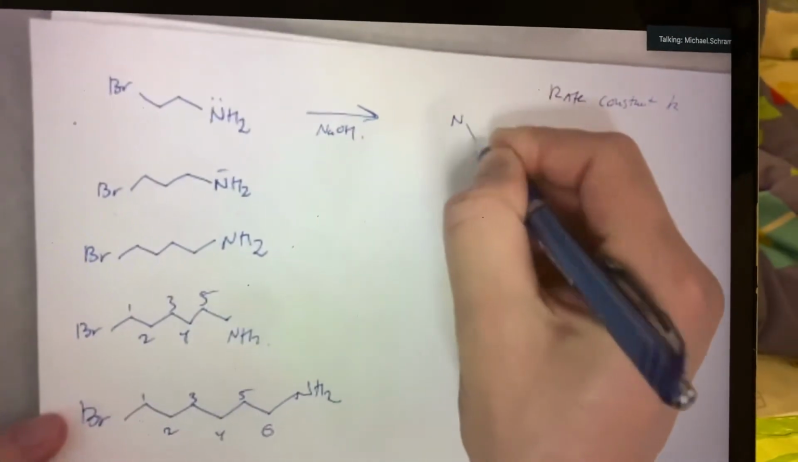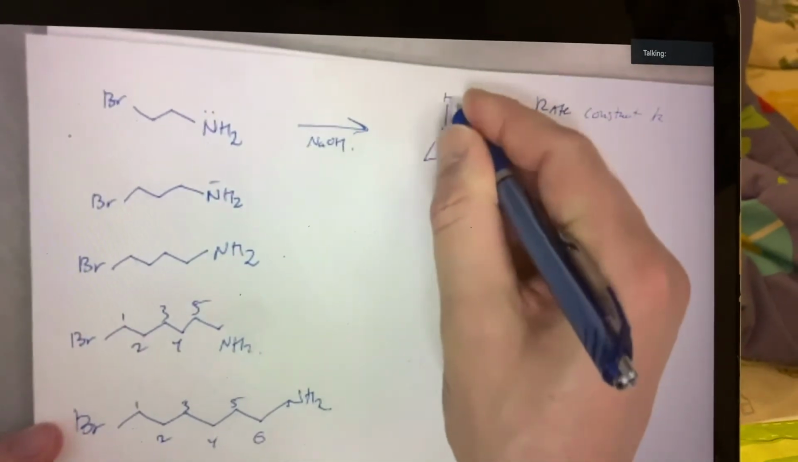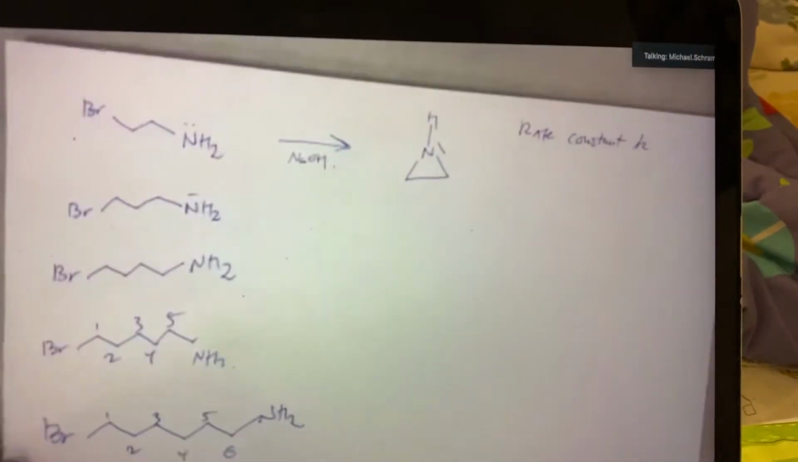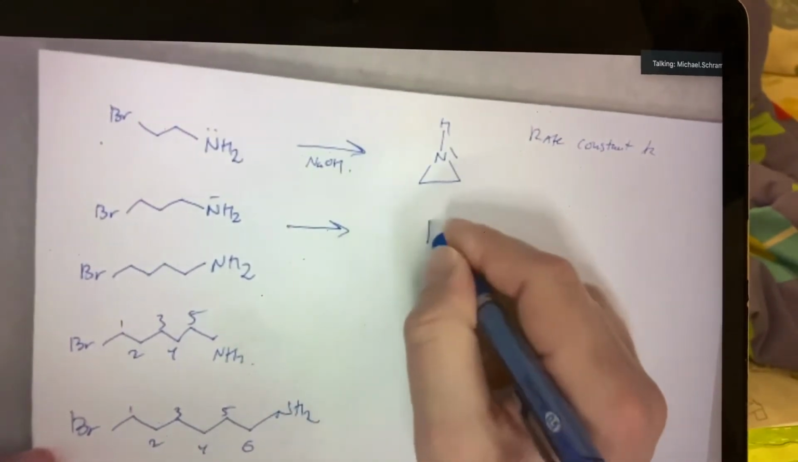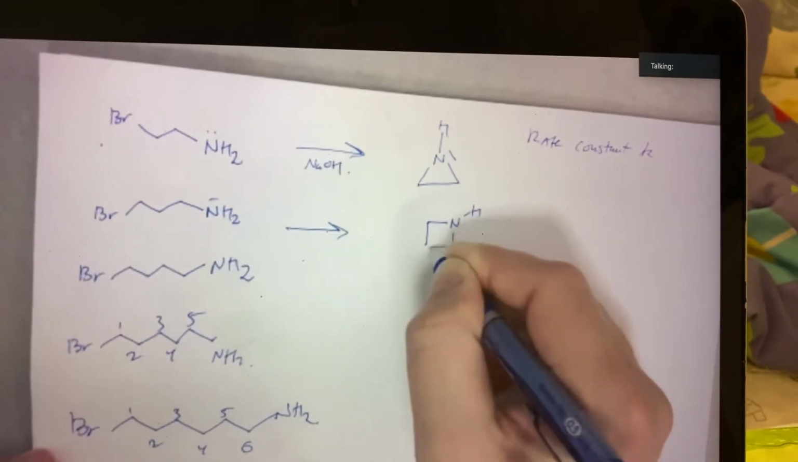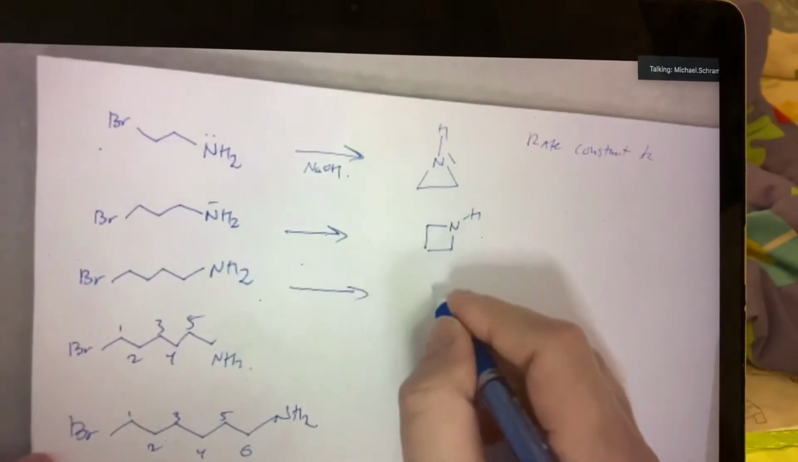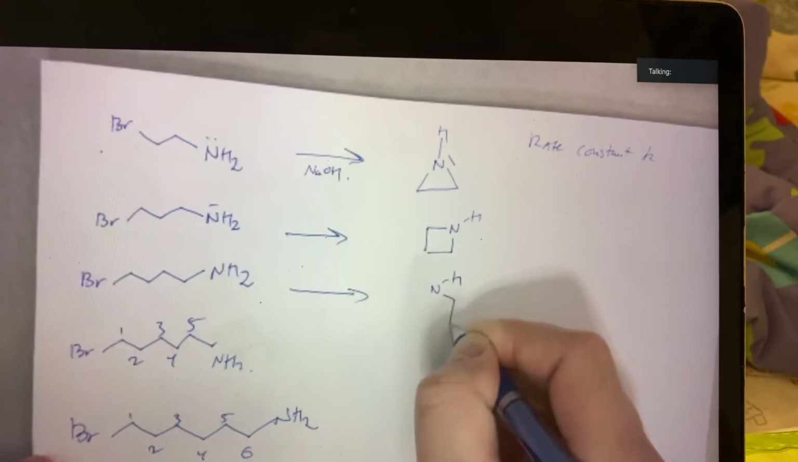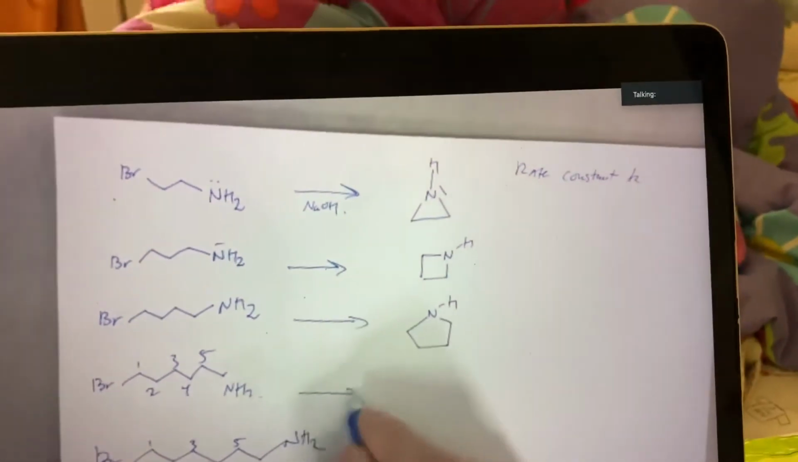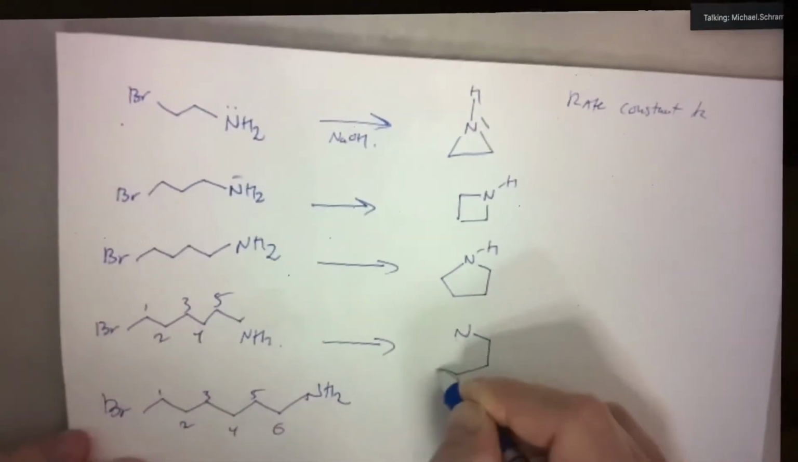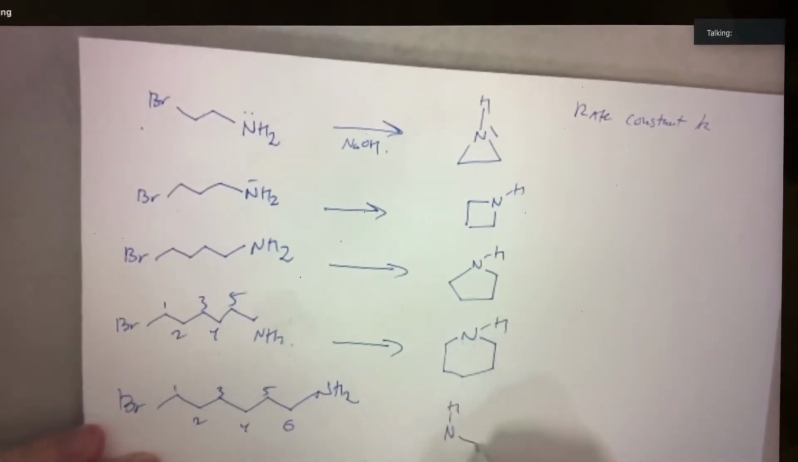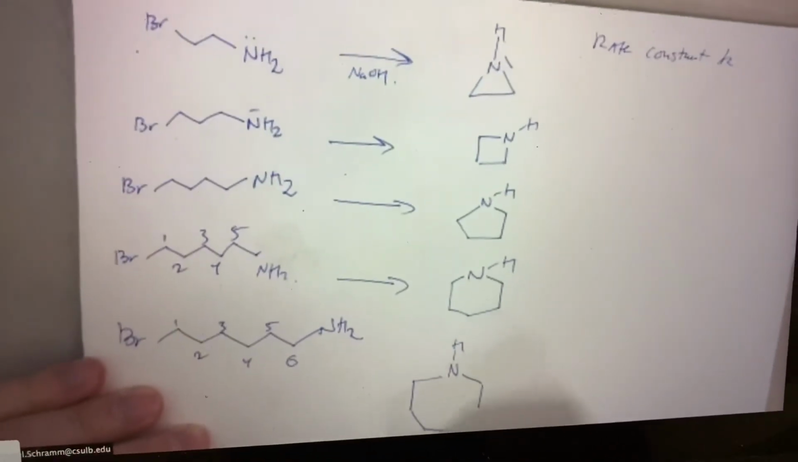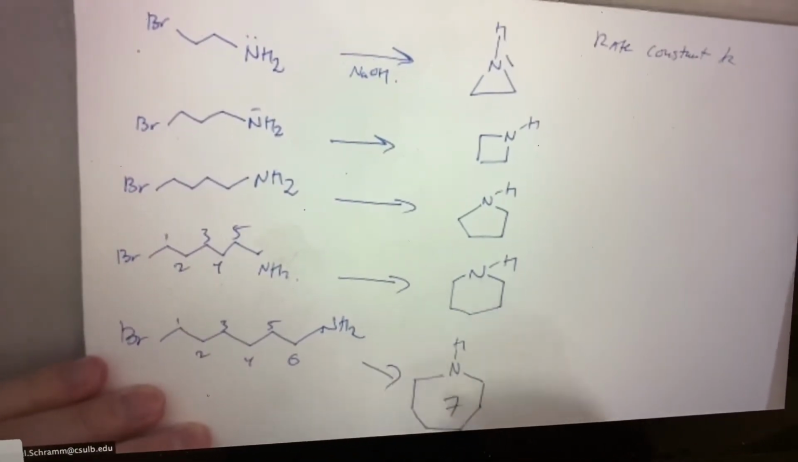So when we do this particular reaction under these conditions, we get a 3-membered ring. Here we would get a 4-membered ring. Here we get a 5-membered ring. 6. And 7. 7's the less fun one to draw. So just put a number 7 in it.